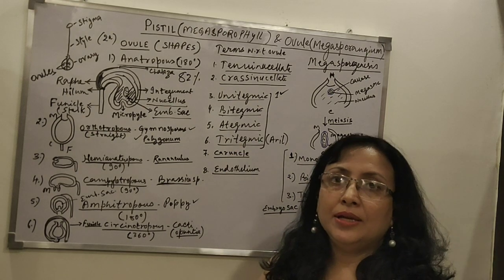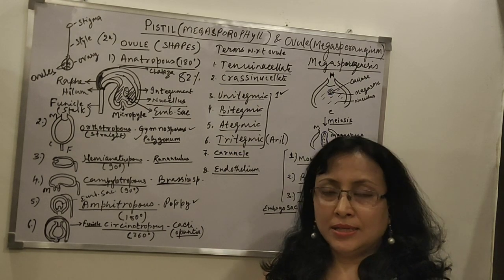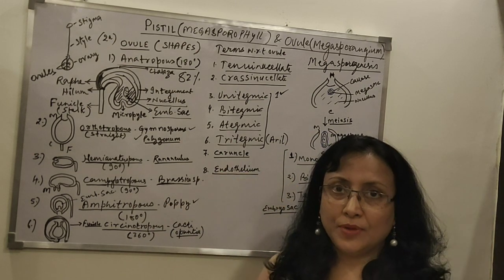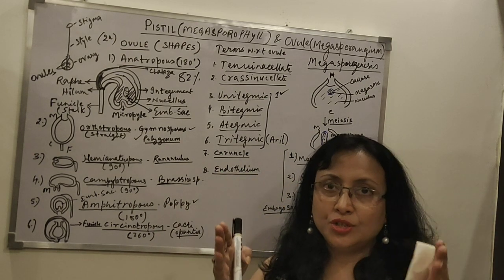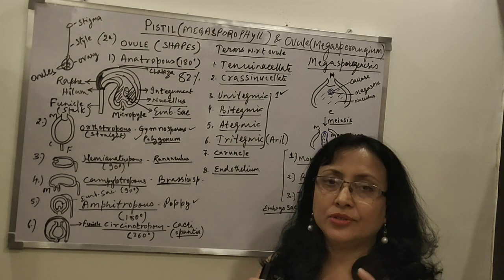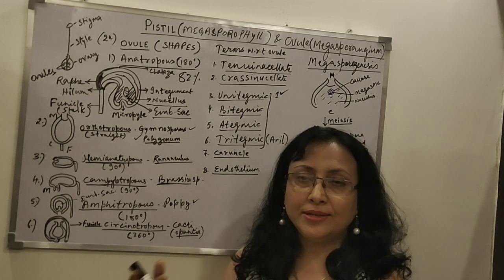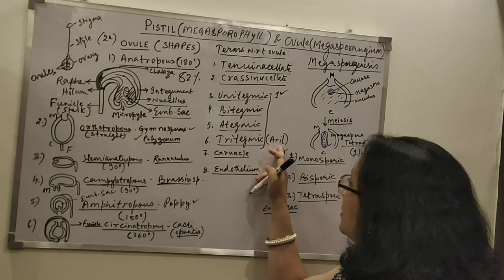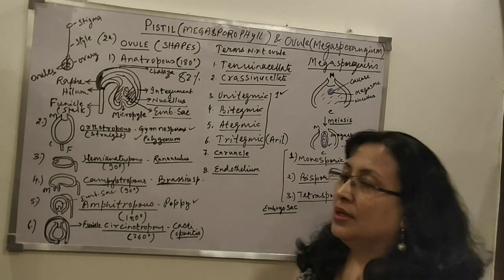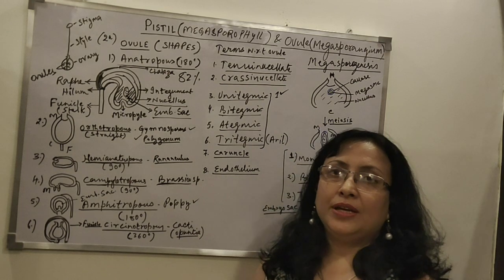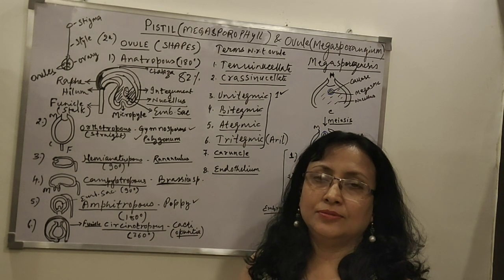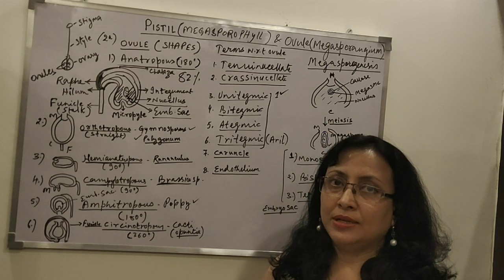Tritegmic. Now tritegmic basically is what? It's a bitegmic ovule, but around the outer integument you find still another layer which is called aril. In tritegmic ovule, the third is aril. A-R-I-L, aril. Many times this aril is a very nutritious and tasty fruit, and you have eaten a lot.